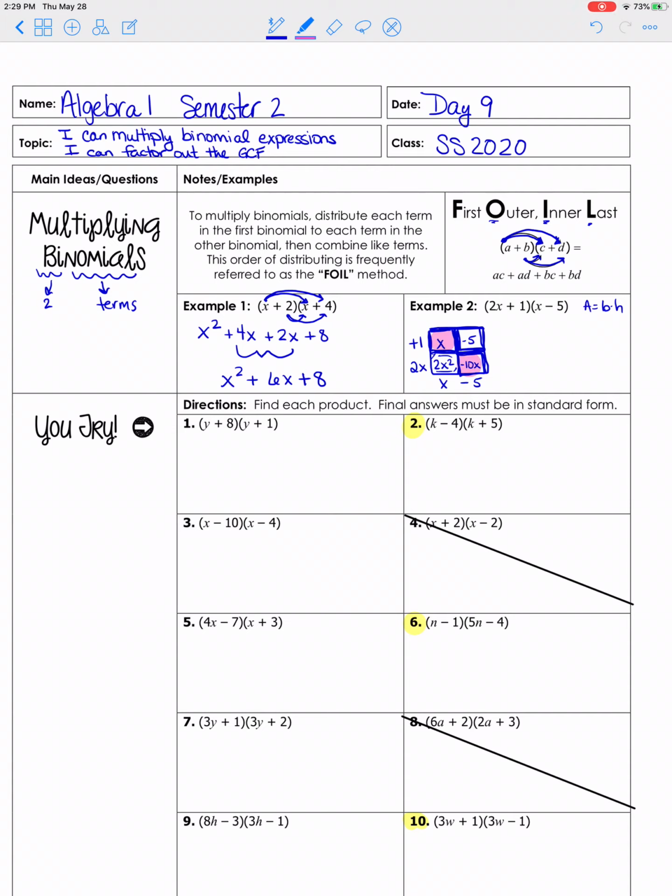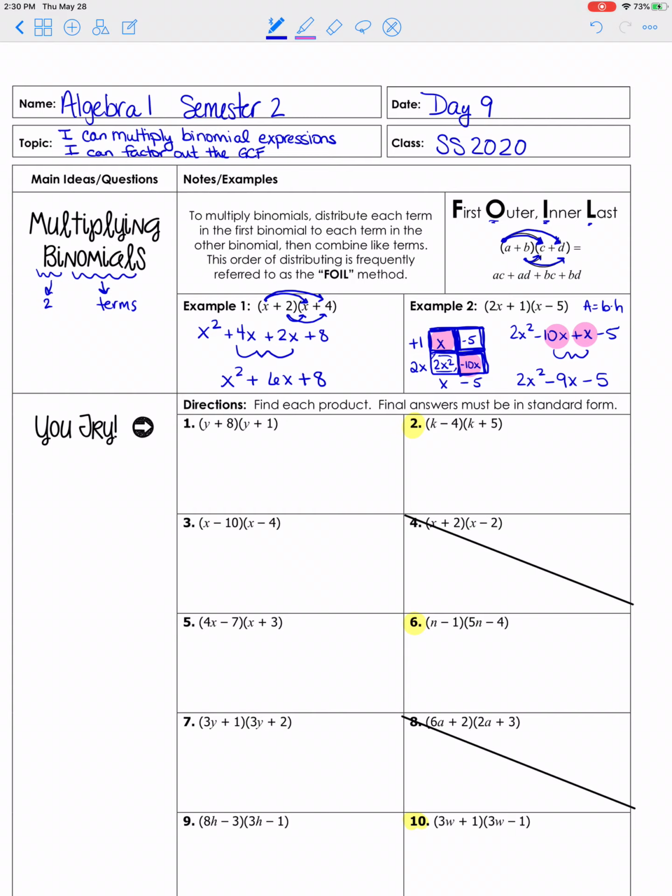I have two terms here that have x in them, so we can combine those when we simplify our answer. So we get 2x squared minus 10x plus x minus 5. Again, here are those two terms with x, so we can combine those. So we get 2x squared minus 9x minus 5.